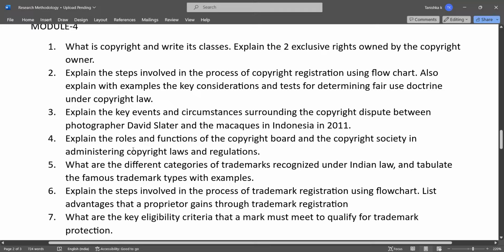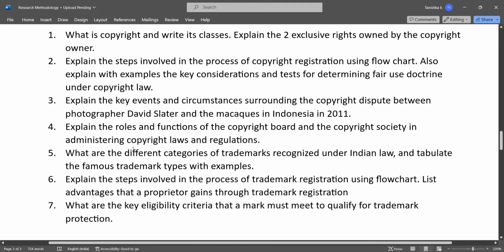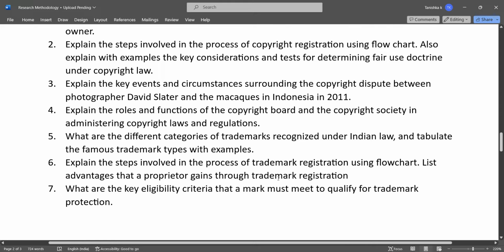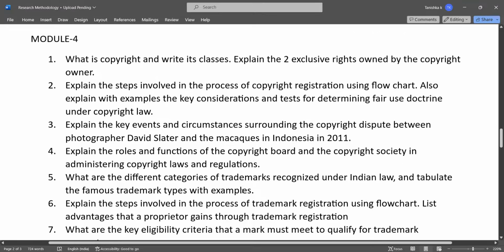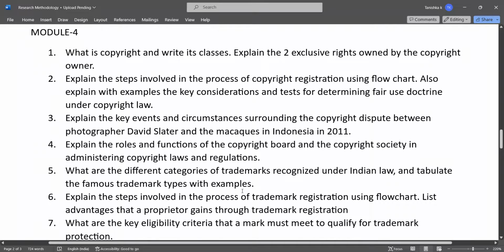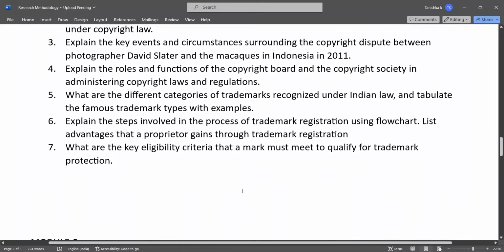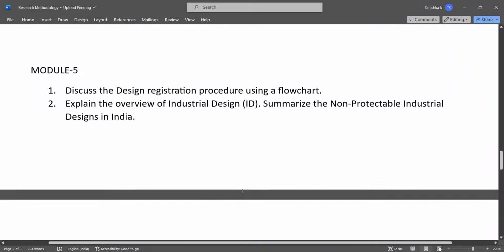Then explain the roles and functions of the copyright board, then different categories of trademarks, then steps involved in the trademark registration, and key eligibility criteria that a mark must meet for the trademark protection. So these are the questions from module 4. Out of 7 you can study any 5. Okay. Next, last, module 5.